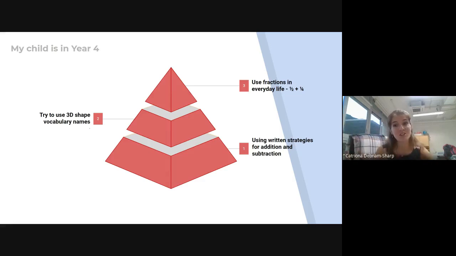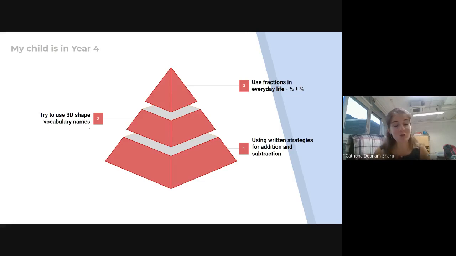They don't always relate to it. When actually, if you just talk about it within the context of food or in the context of sharing, it can build that understanding. They can make connections. So for example, if you're saying, okay, I've got half a cake and you've got a quarter of a cake, how much is that all together?